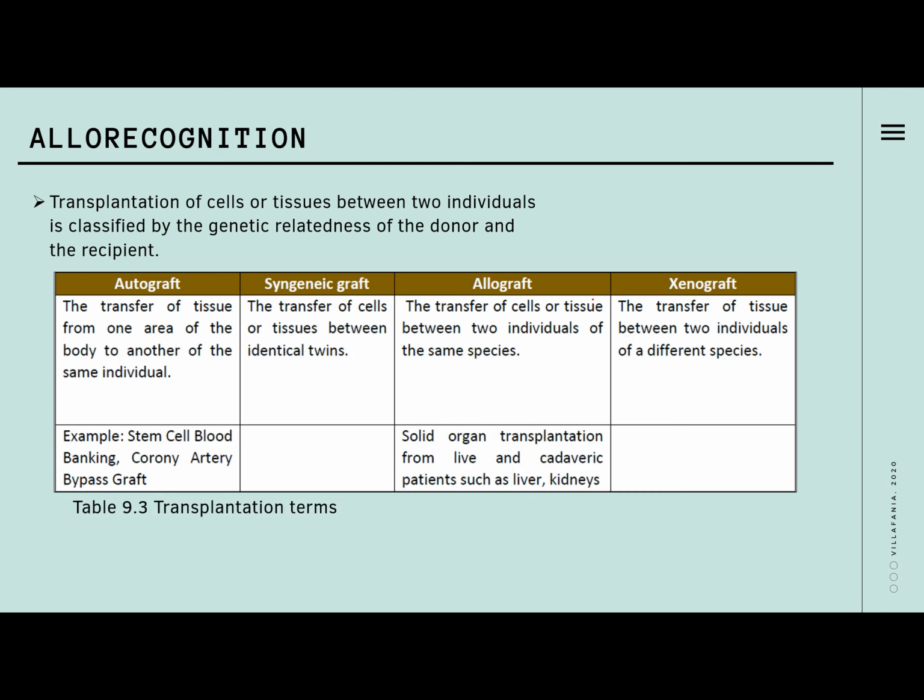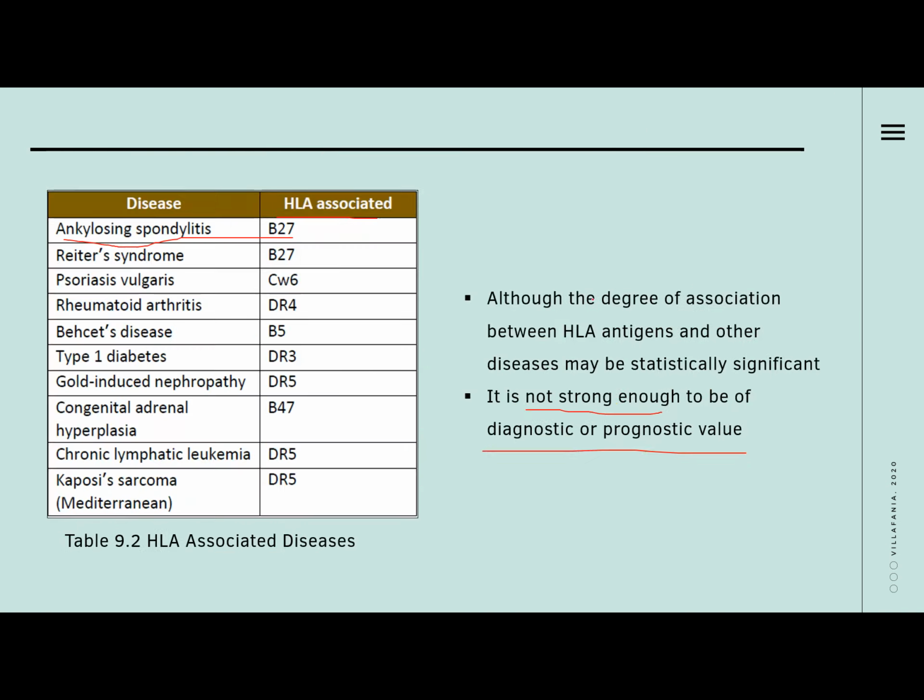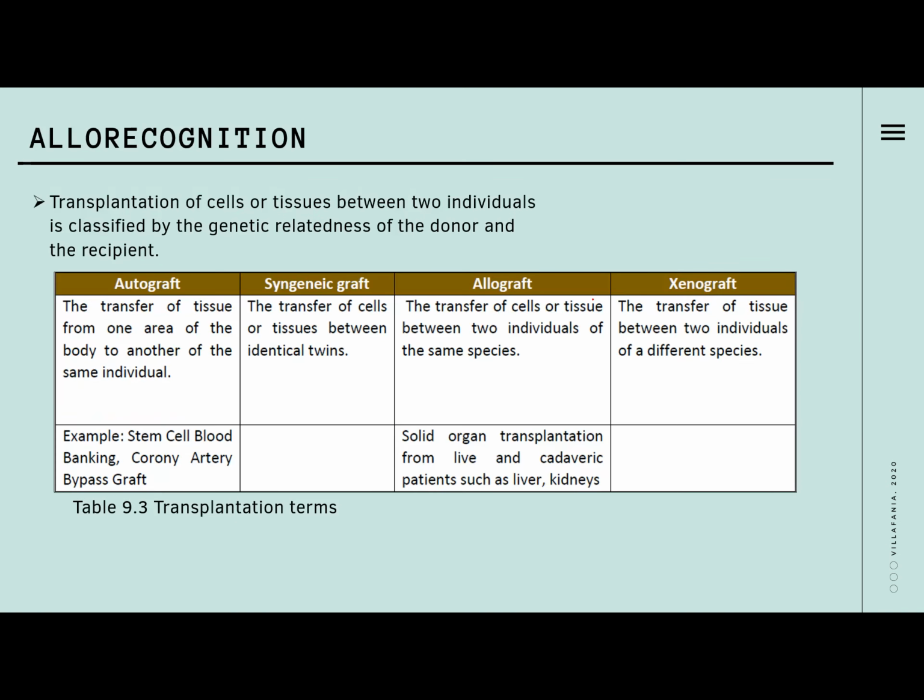Now, there's what you call allorecognition, class. When you say allorecognition, this is the transplantation of cells or tissues between two individuals classified by genetic relatedness of the donor and the recipient. So, ito yung pinaka-best talaga, class, ng transplant, yung genetic relatedness. Kaya nga ang ideal talaga, if you're going to perform a transplantation or magre-receive ka ng organ transplant, it should come from someone you are genetically related with.